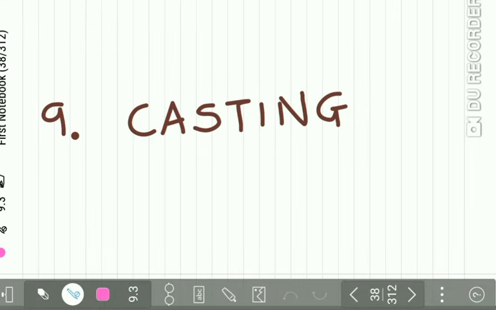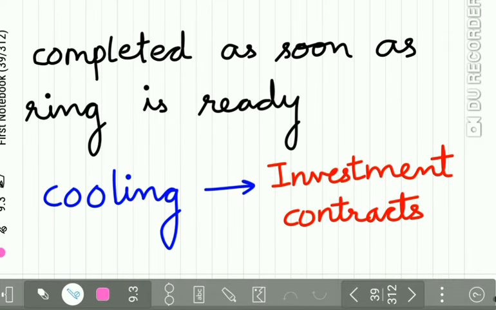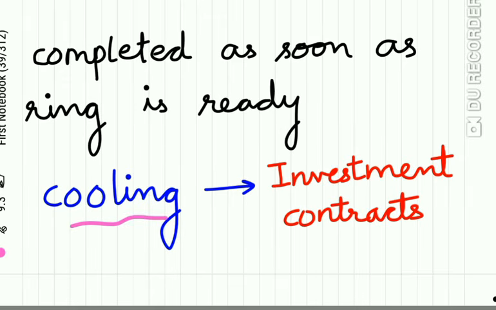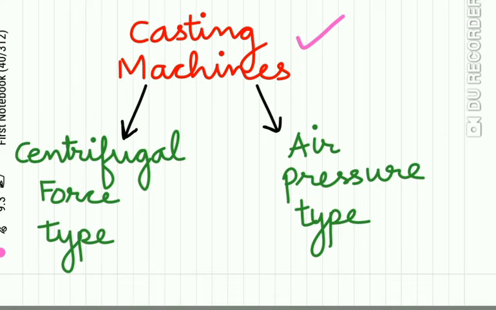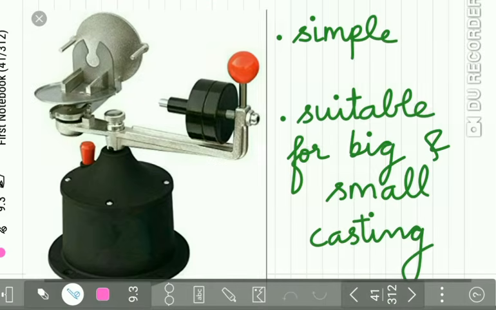The next step is casting. Now, the casting should be completed as soon as the ring is ready. If the ring cools down, the investment cracks. There are two types of casting machines which are used for casting. The one which uses centrifugal force and one which uses air pressure.